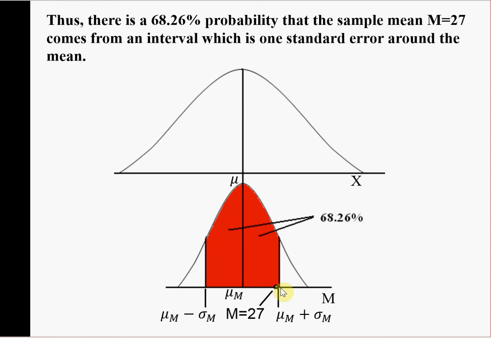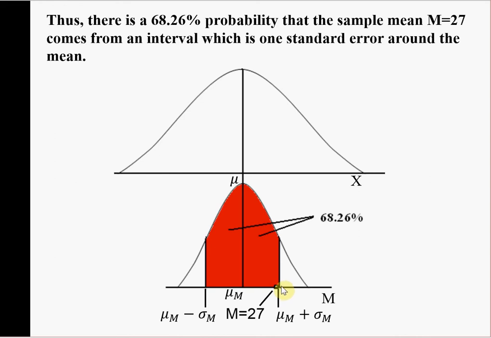And this happened 68.26% of the time. So this is very crucial. If you understand this, everything else becomes easy to understand. Okay, so 68.26% of the time, the difference between the mean and the sum of mean 27 cannot go beyond from the mean to the upper bound.